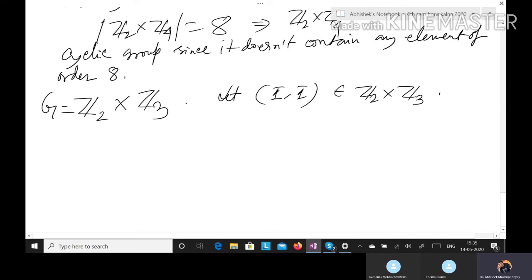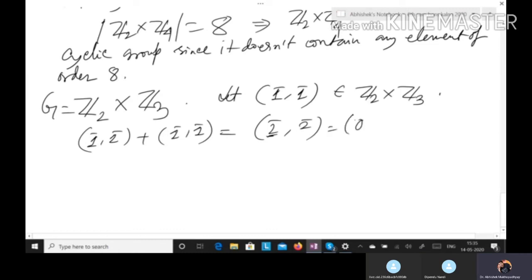Then again we add 1 plus 1 plus, finitely many times. So let us first add them twice. Then what will happen? Then it is 2 class, it is 2 class. So now it is 2 class in Z2, so it is 0 class.